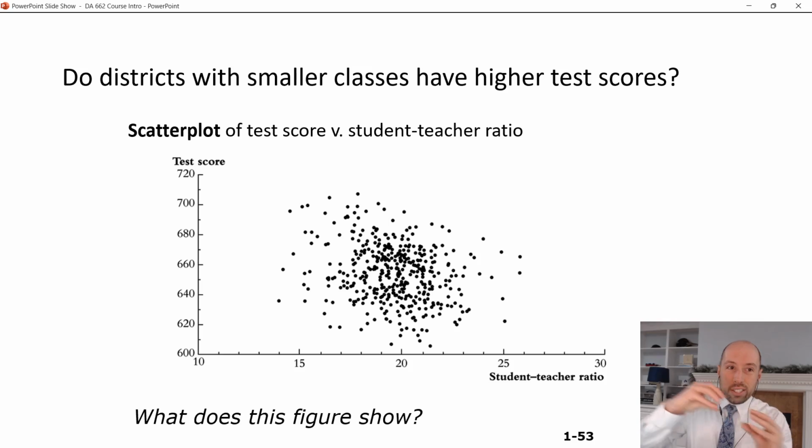It doesn't look like a nice tube. It looks like a big diffuse blob, which tells me that there's a lot more going on in the average test scores for these districts than just the student-teacher ratio. It doesn't look like a totally deterministic outcome based on your student-teacher ratio. But we can come up with ways to quantify how much explanatory power the student-teacher ratio has, and in this case it does sort of look like there's a downward slope. So maybe the higher student-teacher ratio districts do have worse test scores.